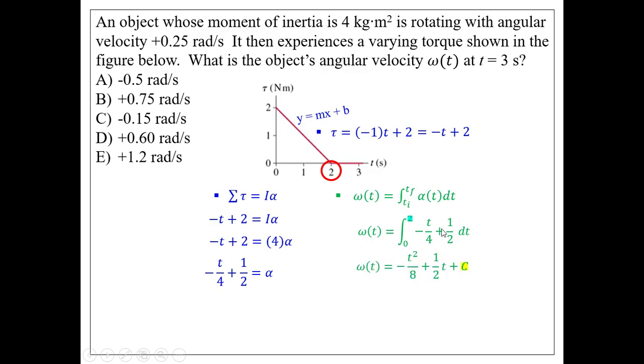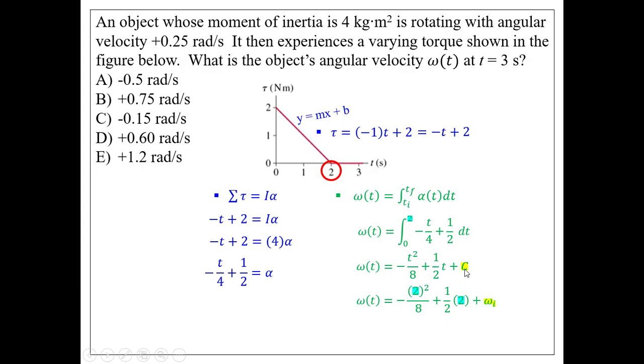So if you integrate this correctly, the integral of -t over 4 is just -t squared over 8. And then the integral of 1/2 is just 1/2 t because you're just slapping a t. And don't forget your c value here, your constant. Okay, so here I'm just going to plug and check. t is 2 seconds. And then again, it ends at 2 seconds because that's when torque goes to 0 and it stays 0, right? And then t here is also 2.